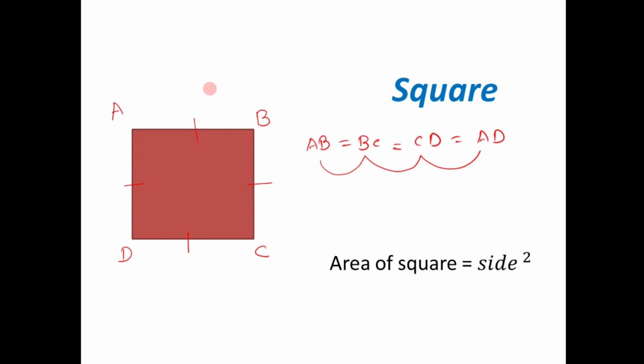So suppose the side of this square is 4 centimeters, then all the sides of this square are 4 centimeters. That's why we can find the area of a square using the formula area equals side squared, that is 4 squared, which is 16 square centimeters. So this is the first diagram.